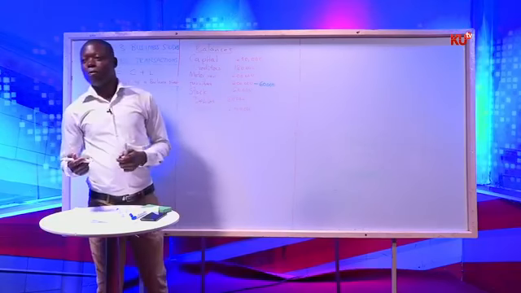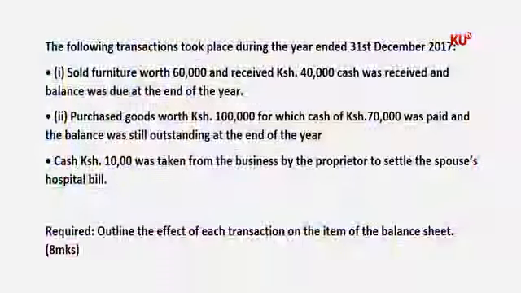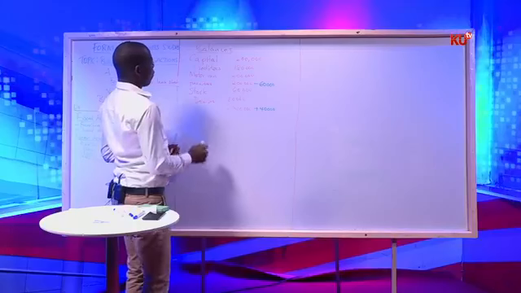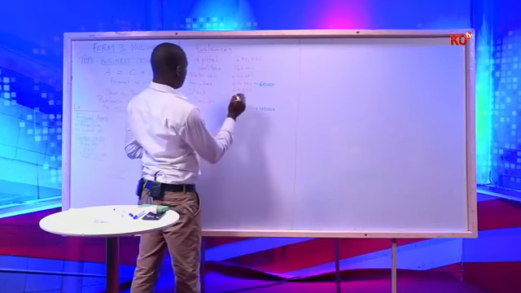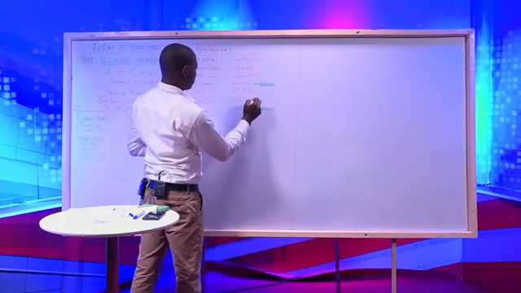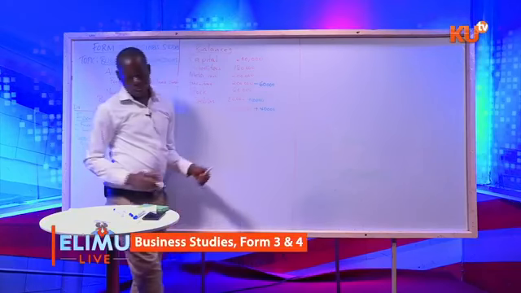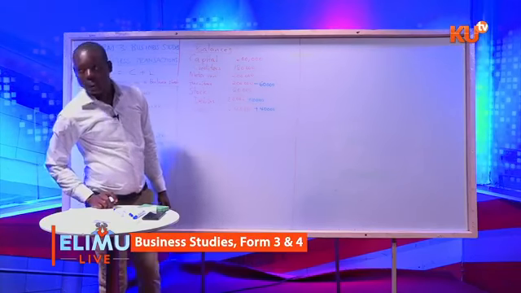And then of the sale of furniture, 40,000 was received in cash. So we go to cash, we add 40,000. And then the balance, which is how much? 10,000, because we sold. So the 10,000 balance that was not received goes to the debtors. So we go to the debtors, we add 10,000.